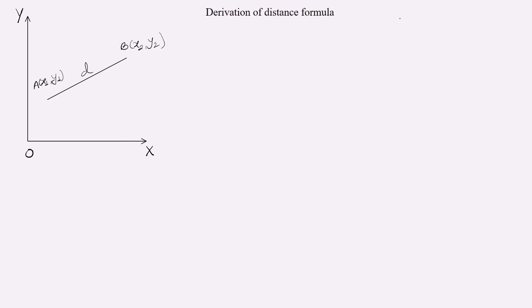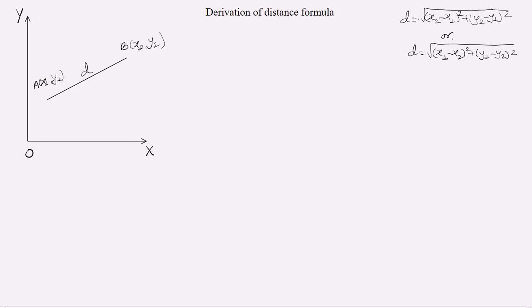And the distance formula we are going to derive for the 2 points x1, y1 and x2, y2 is given by D equals root under (x2 minus x1) whole square plus (y2 minus y1) whole square, or D can be under root (x1 minus x2) whole square plus (y1 minus y2) whole square.